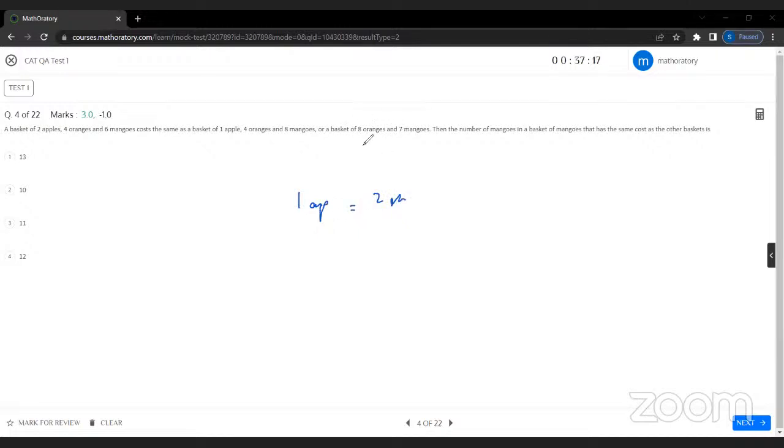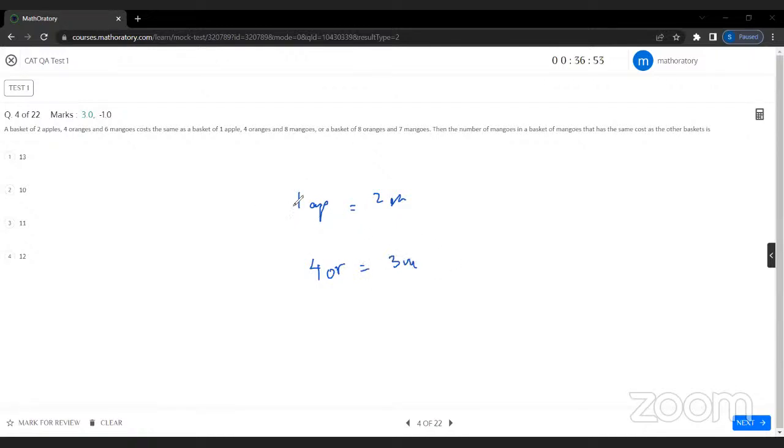Here I have oranges and mangoes only. All right, so let's translate one of these to pure oranges and mangoes. So 1 apple is 2 mangoes. So this will become 4 oranges and 10 mangoes, right? So 4 oranges, 10 mangoes will be equivalent to 8 oranges, 7 mangoes. So 4 oranges, यहाँ पे 10 mangoes था, तो 3 mangoes. So that is equivalent to 3 mangoes.